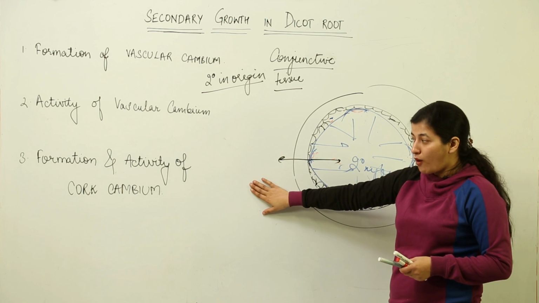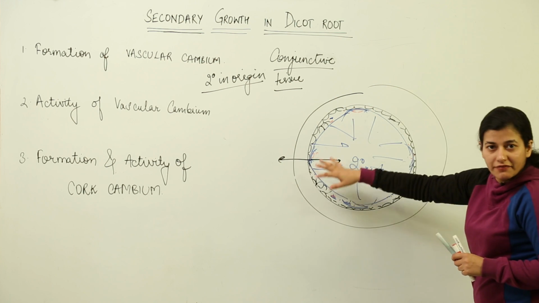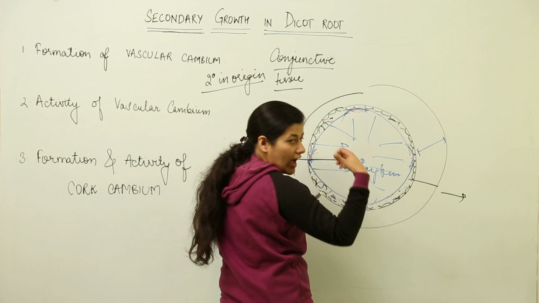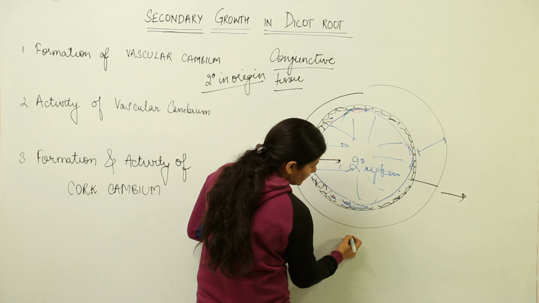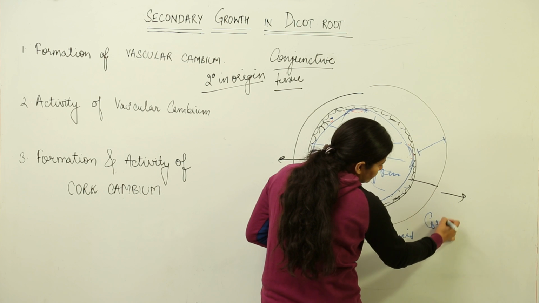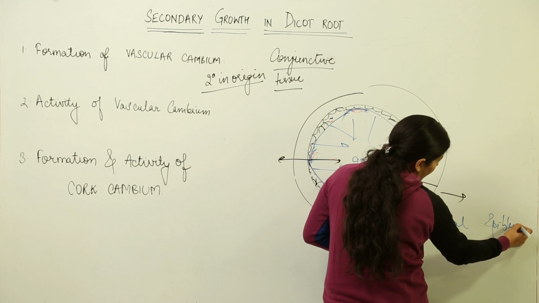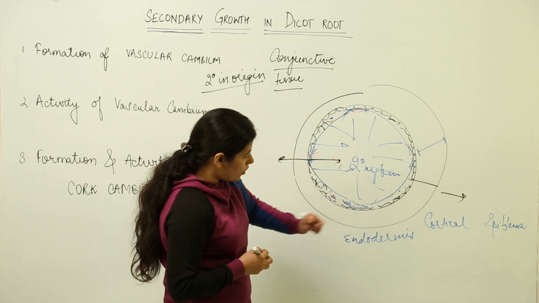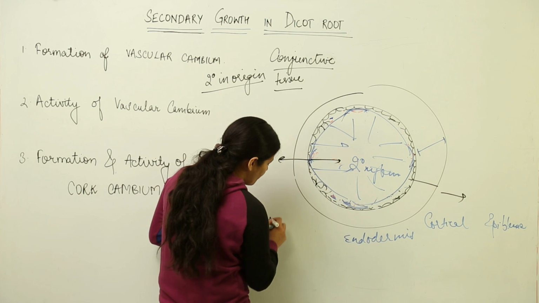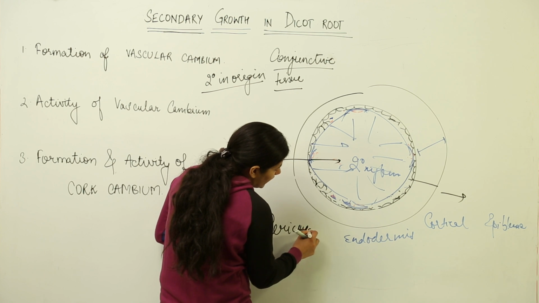Now we have to talk about the formation and activity of Cork cambium. This was the stele part that we had discussed. What about the regions which are present over here? Now you remember that the region outwards to the stele had endodermis, and there were many cortical layers. And after that we had epiblema. This was all about the dicot root, right? Now the cells of cortex, few cortical cells, and at the same time few cells of pericycle as well. Pericycle, which is present near the endodermis.